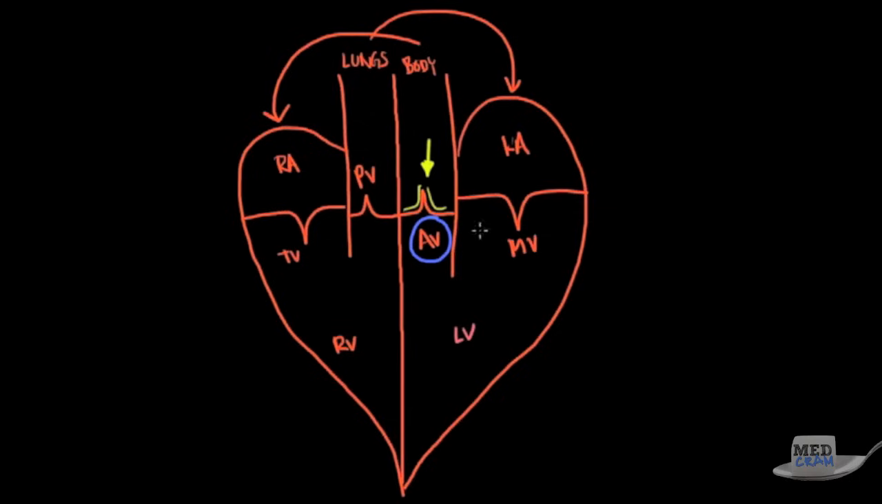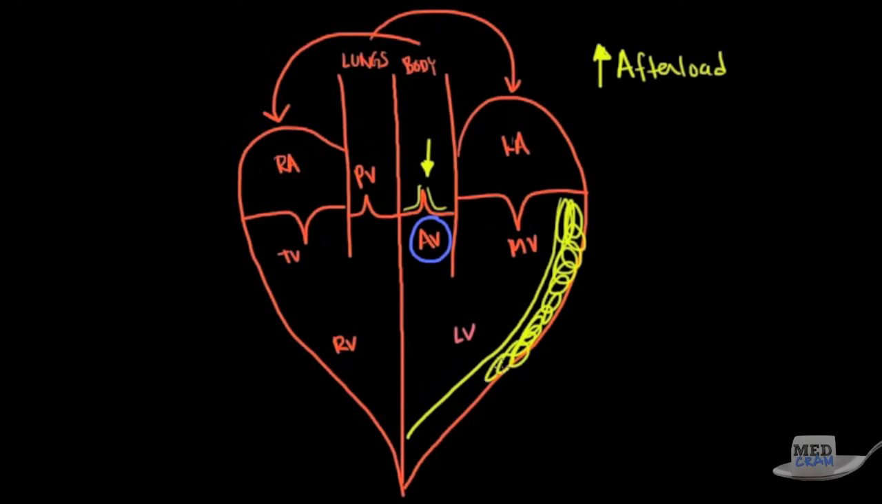Because this valve doesn't open, we see an enlargement of the left ventricle, and specifically we see hypertrophy. So afterload goes up, and you see thickening of the left ventricular wall. This is called left ventricular hypertrophy, and it is one of the compensation mechanisms that is used. As we mentioned, the wall becomes very stiff.